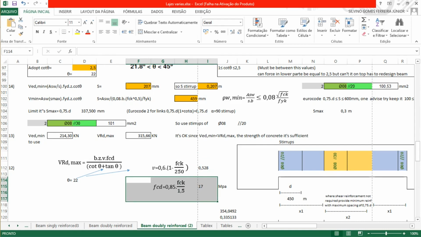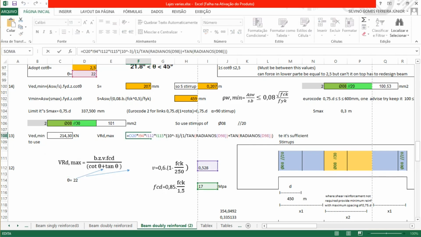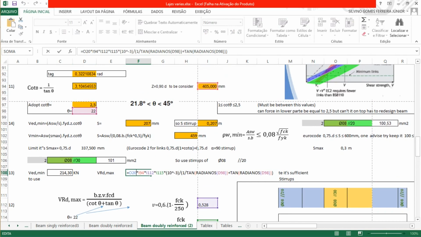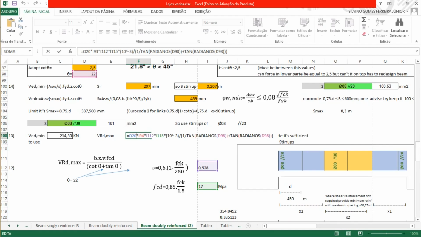0.85 multiplied by fck, that is 30, and the safety factor of concrete we are using is 1.5, gives us 17 megapascal. So replacing everything in this equation, we get the VRD maximum. b is 250, z is 405 millimeters, v is 0.528, fcd is 17, divided by cot of 22 plus tangent of 22 in rad, will give us 315.